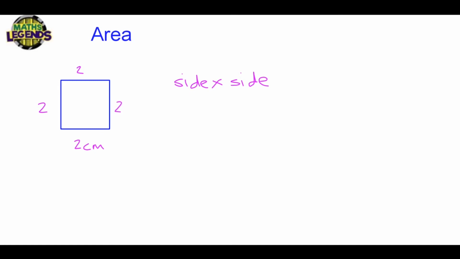Area. So let's look at how to calculate the area of a square. Let's say the side of each of the squares has a length of 2 centimeters. The formula for the area of a square is given by side times side. As we know this is a square, all the sides are of length 2 centimeters. So area is given by 2 times 2, which is equal to 4.